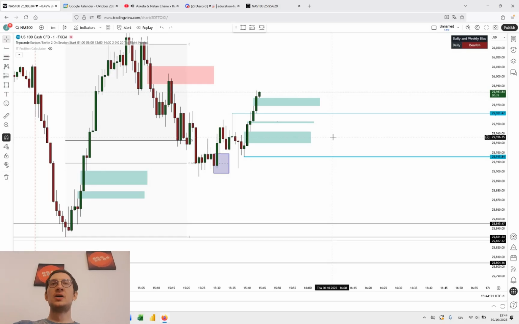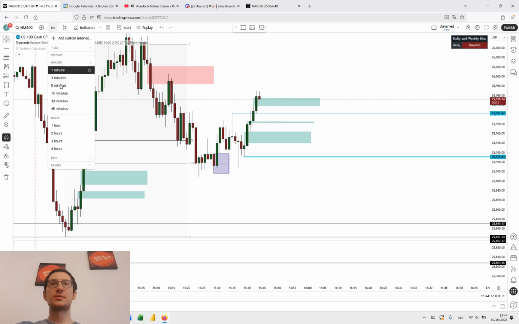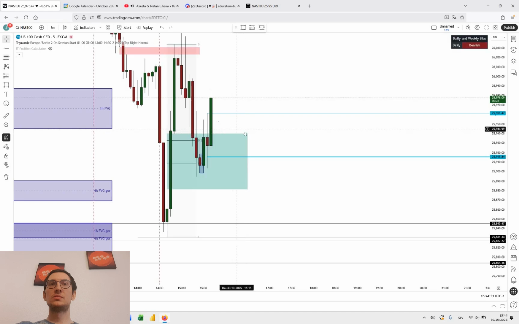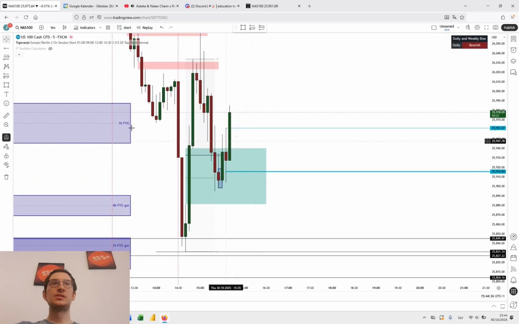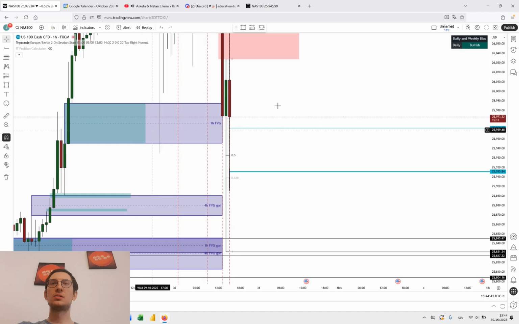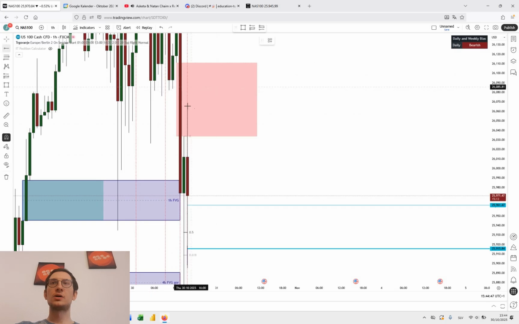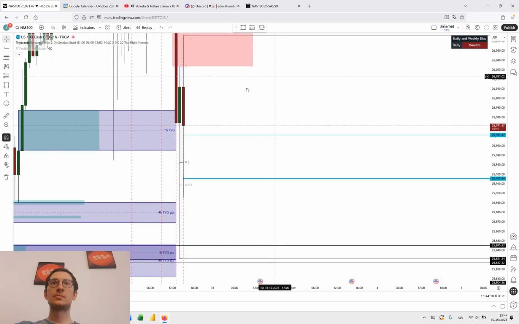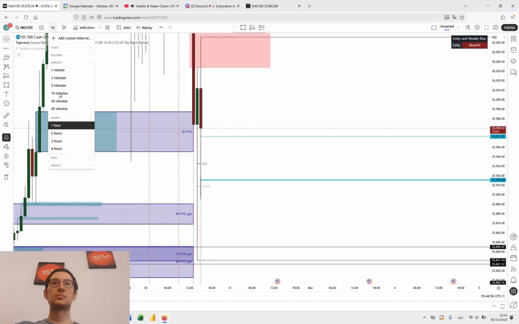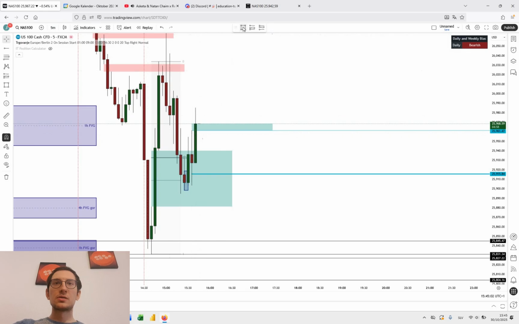Last minute before we break structure to the upside on the 5-minute chart. I'm gonna switch to here. Is this 1 hour fair value gap still respected? Yeah, it is. Okay, this is most likely going to be the 1 hour high. Yes, sir. We broke structure on the 5-minute.